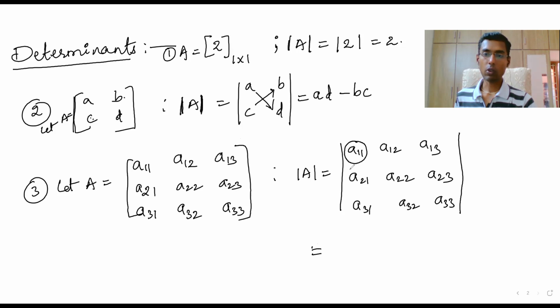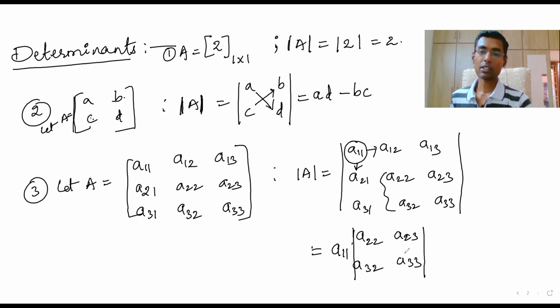First we write A11, and you remove this row and this column. A11 is there, no? That row and that column you remove. Then what you have is what is left now: A22, A23, A32 and A33. We write the determinant of this.